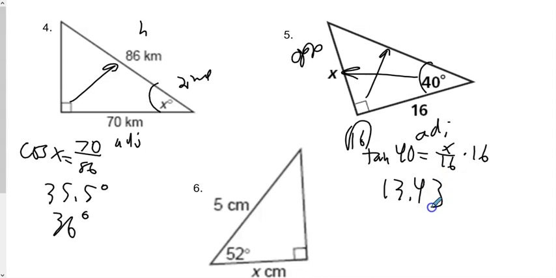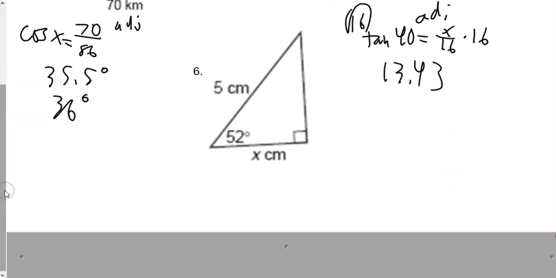Three. 13.43. There are 2 rounds up. Let me just keep going. What do we have? Here's our angle. We do have a hypotenuse, so it's not going to be tangent. And here we have adjacent.